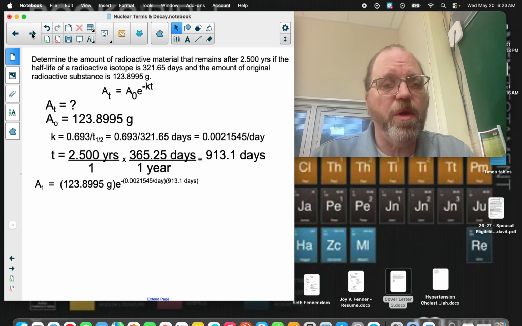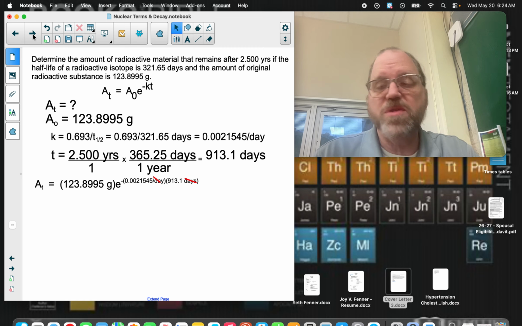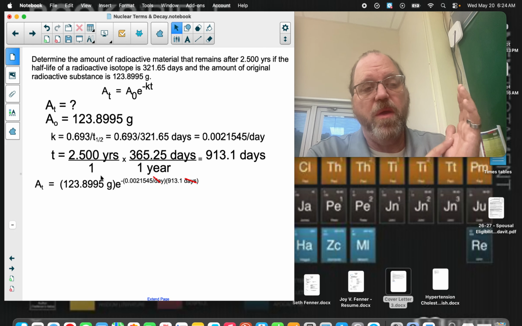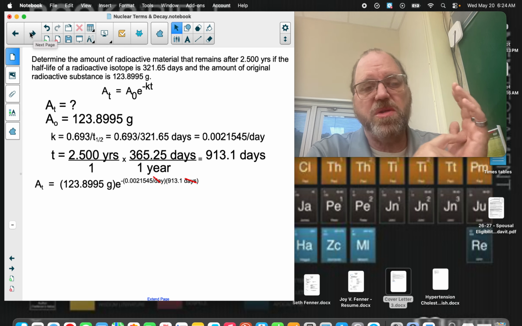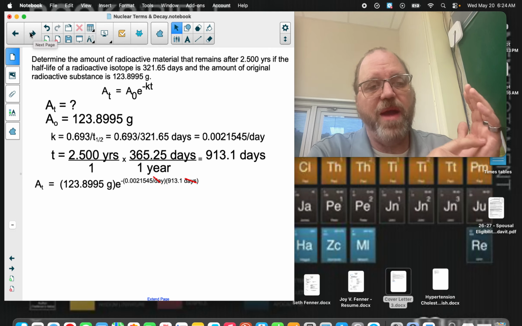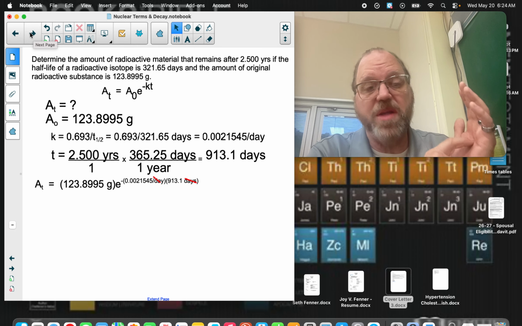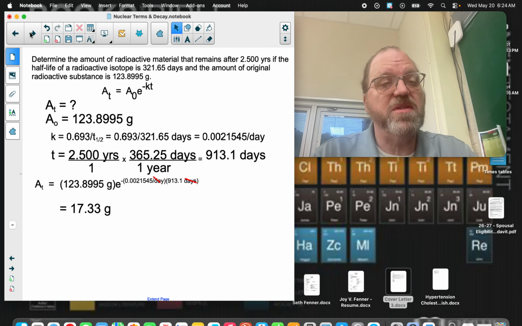All right. So plug the values into the equation: 123.8995 grams times e raised to the negative 0.00215545 per day times 913.1 days. My days are going to cross out. We multiply that through. We get 17.33. So take our calculator: 123.8995 times parentheses e raised to the parentheses 0.00215545 times 913.1 parentheses, equal, and you should get 17.33 grams. All right, that's our answer.